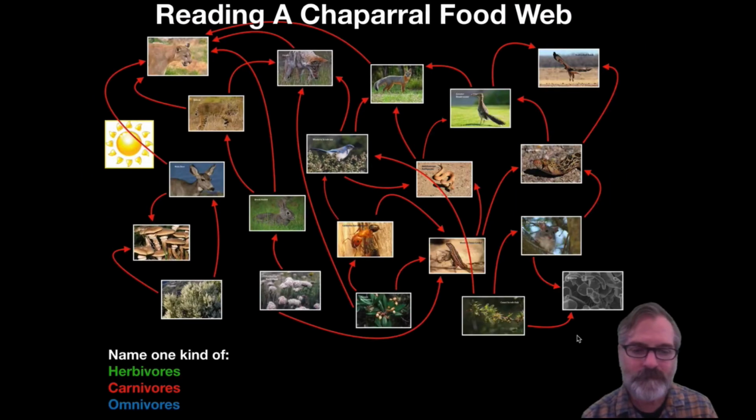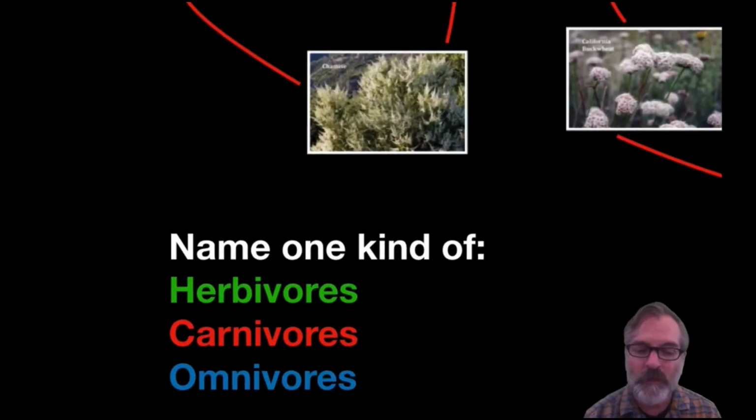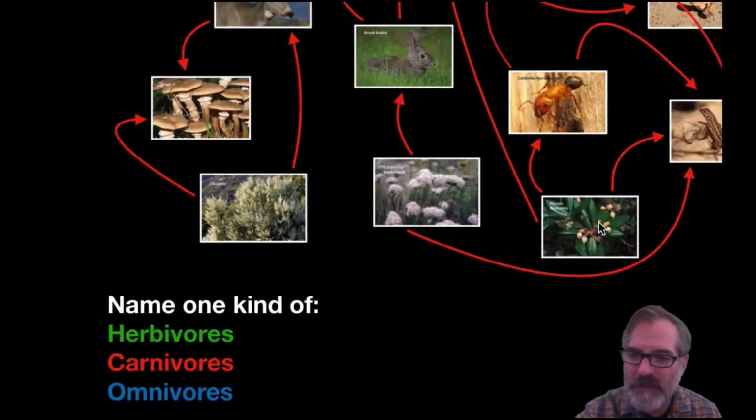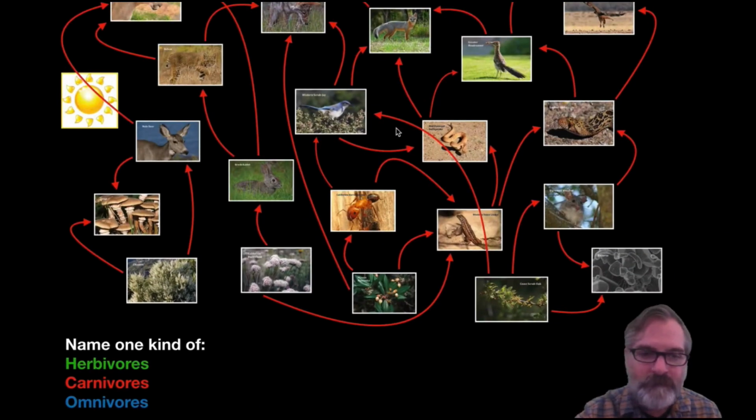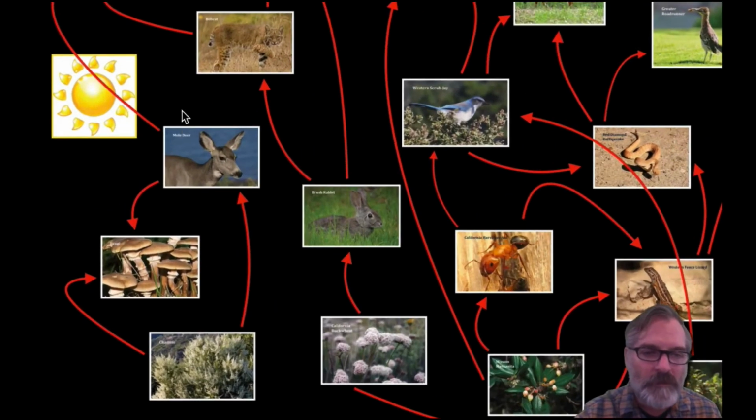All right? So, the other thing you should be familiar with are these terms here: herbivore, carnivore, and omnivore. So, herbivore, let's take a look here. All right, so here is the mule deer. So this mule deer, the only arrow I see is this arrow going from chamise to the mule deer, meaning that the mule deer solely feeds on chamise. It doesn't eat any animals. It just eats the producer, the plants, or the autotrophs.